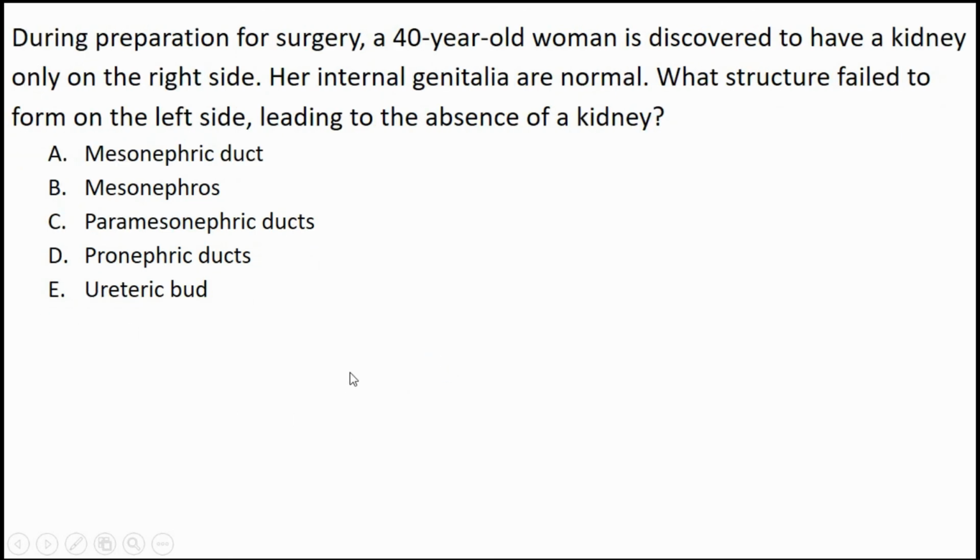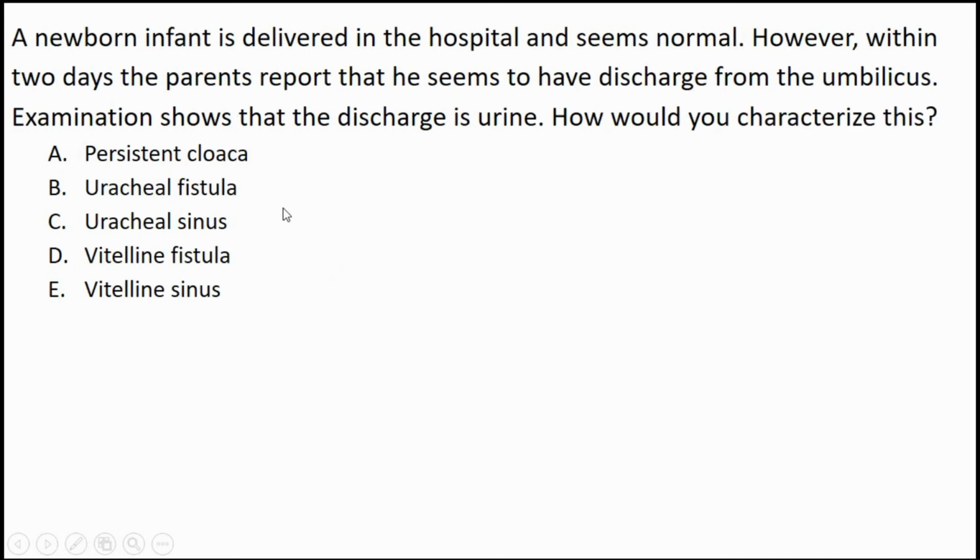Question 23. Alright, what failed to form? What has to form to create a kidney? The ureteric bud, that little bud off the mesonephric duct that forms the ureter. E has to form, otherwise no induction of a kidney will happen. Question 24.